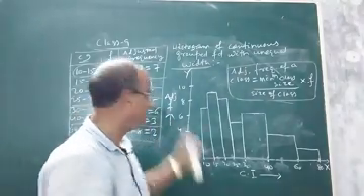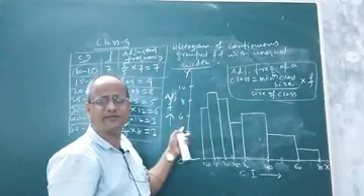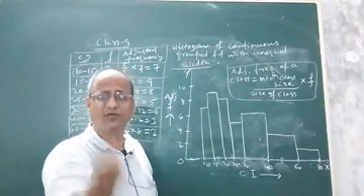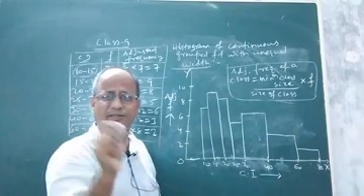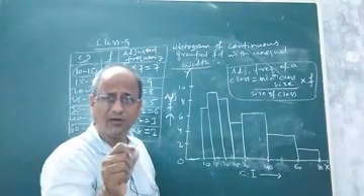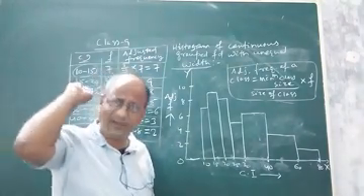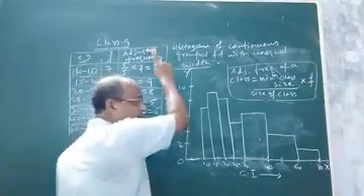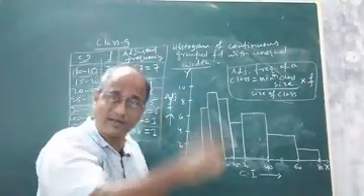Only the difference is you will not take frequency along the y-axis. You have to take the adjusted frequency. That is the only difference. Why will you take the adjusted frequencies along the y-axis? Because even though classes are continuous, their width or size is not the same. So you will not take the frequency along the y-axis. You have to take the adjusted frequencies.